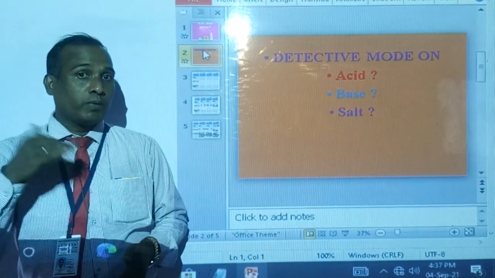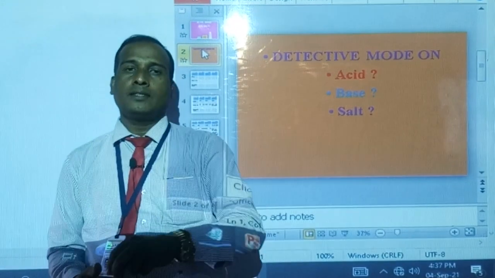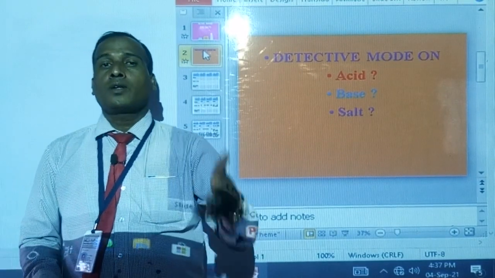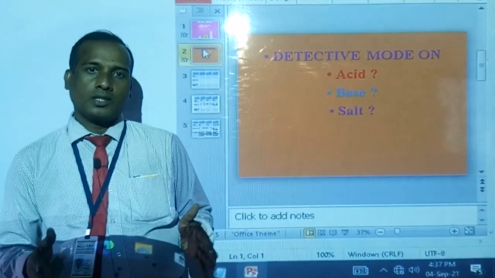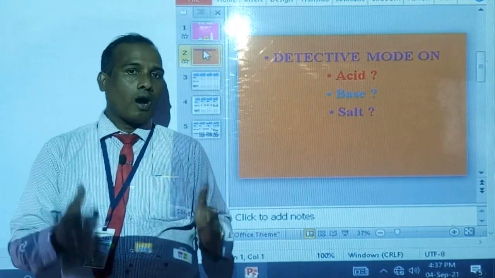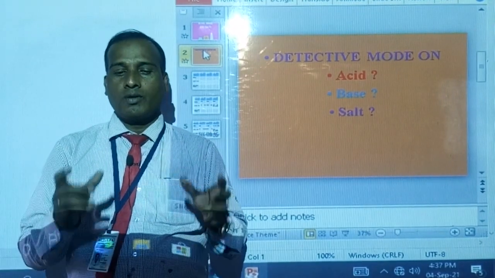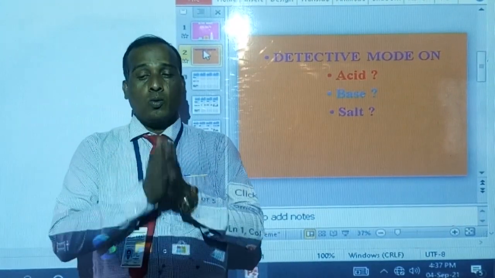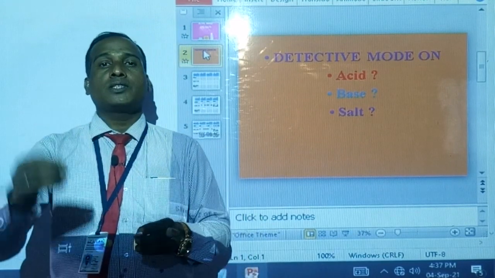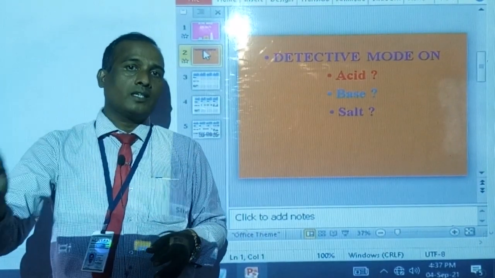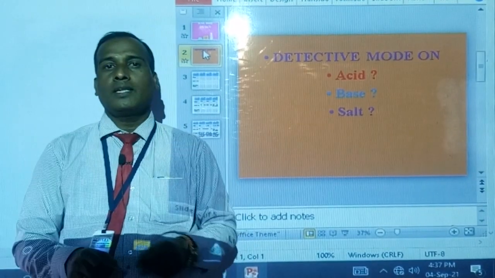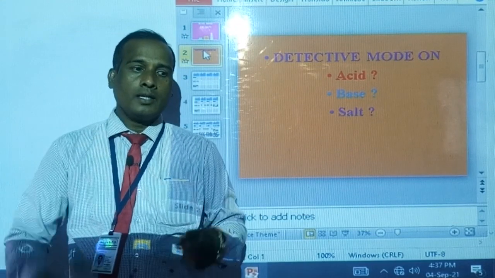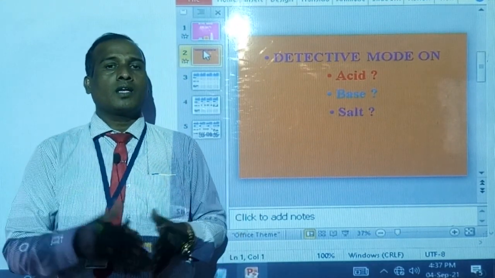And blue litmus, when we put it in acid, that color will change. There is no reaction between blue litmus and base or salt. Did you understand? Now let us start with the materials and substances I have brought. I will show them, and you have to identify which substances belong to acid, base or salt. Then afterwards we will check using indicators, litmus paper and phenolphthalein.